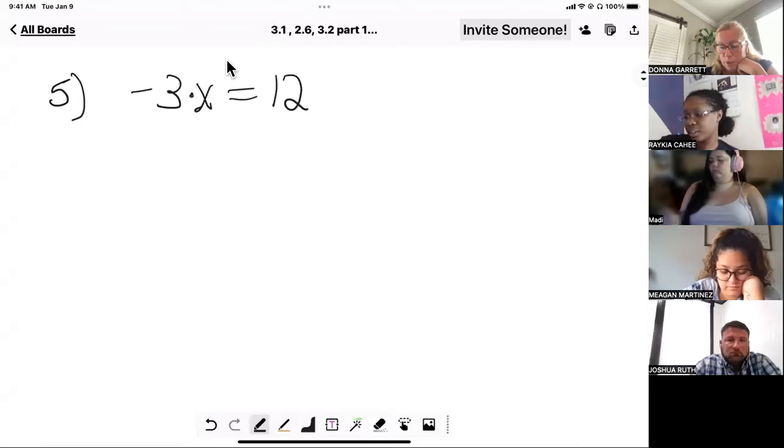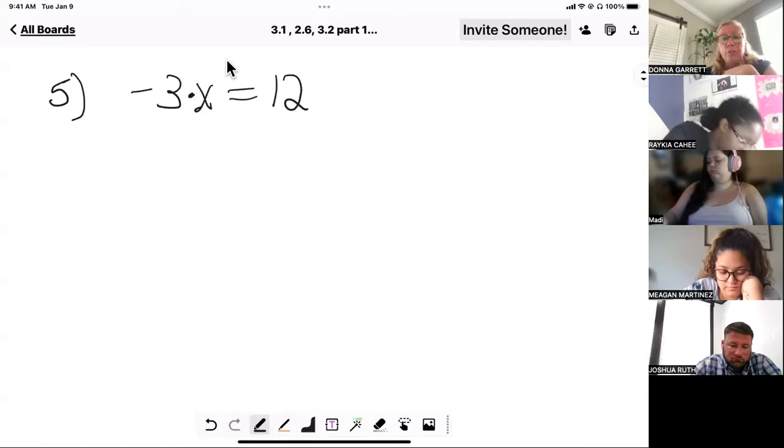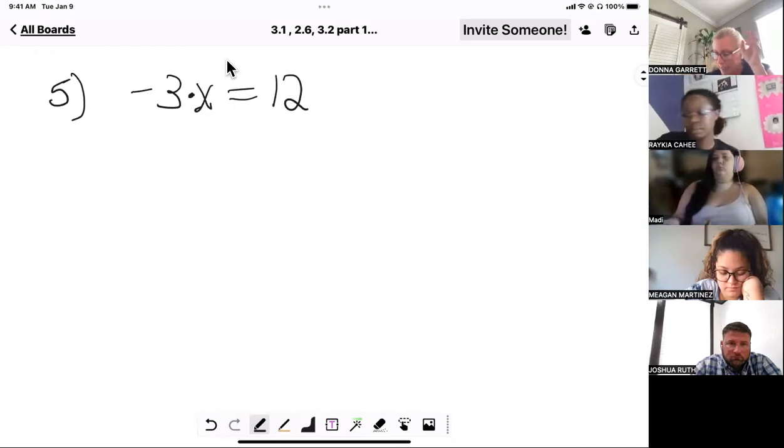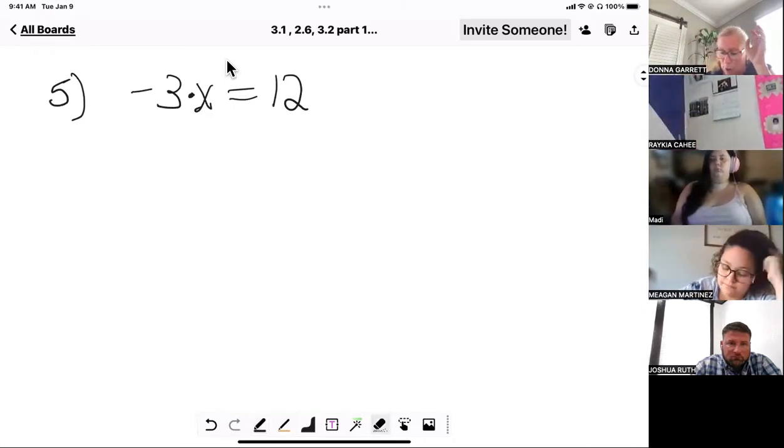Now, remember there's a little multiply sign between the negative 3 and the x. We don't write the little multiply sign, but it is there. So in other words, we know by looking at negative 3x that they're being multiplied. It's negative 3 times x.